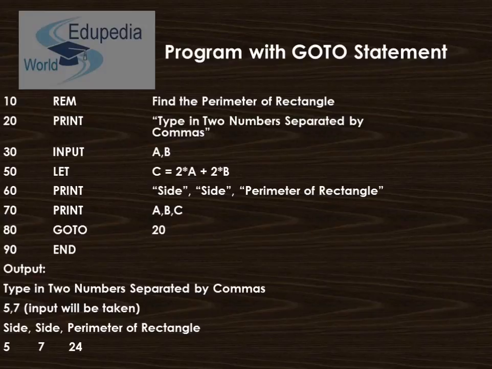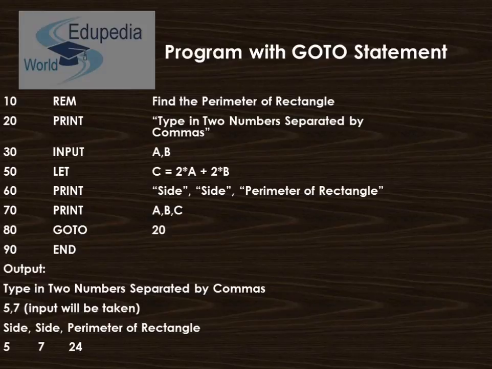So this is how simply the GOTO statement works. Let's first have a look at what this program is going to do for us. As you can see, these 10, 20, 30, 50 are the line numbers which come by default in the BASIC environment. Then come the statements, the reserved words which we use to make a program in BASIC.